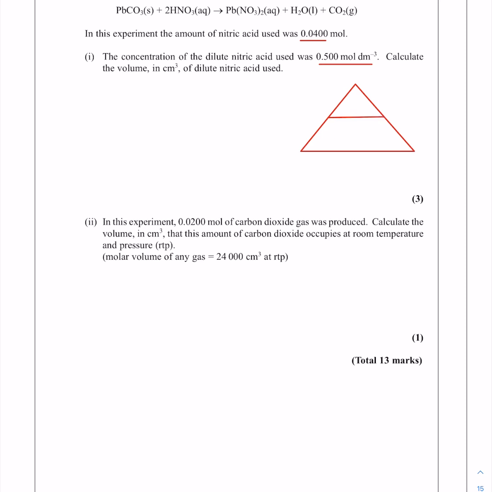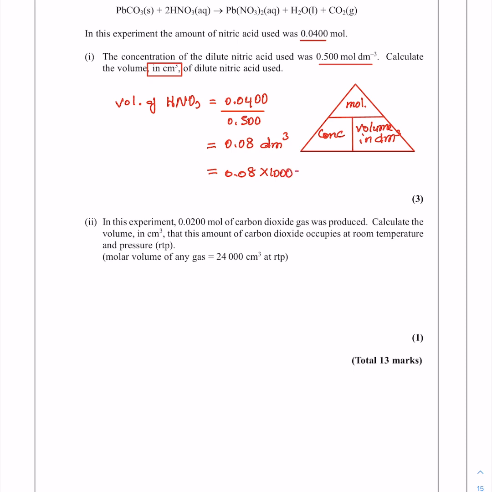The law says that concentration is equal to moles over volume in cubic decimeter. So to get the volume in cubic decimeter, I will divide the moles, which is 0.0400, by the concentration, which is 0.500. That gives 0.08 cubic decimeter, but since he wants the volume in cubic centimeter, we multiply times 1000. 0.08 times 1000 gives 80 cubic centimeter.